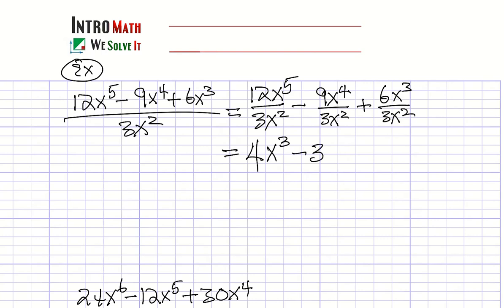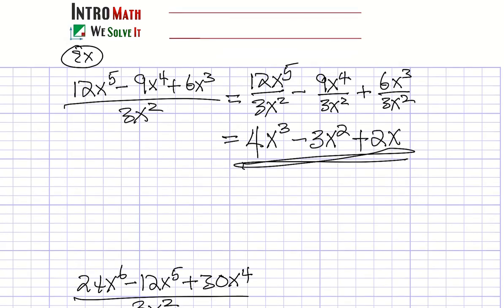3 divided into 9, you get 3. And then x, the exponent 4, subtract the exponent 2, you get 2. Okay, 6 divided by 3, you get 2. x, exponent 3 subtract exponent 2. You see, that's what you got there. I think we're done. That's it. There's nothing else to do. So we got that one done. So we'll move on to the next one.